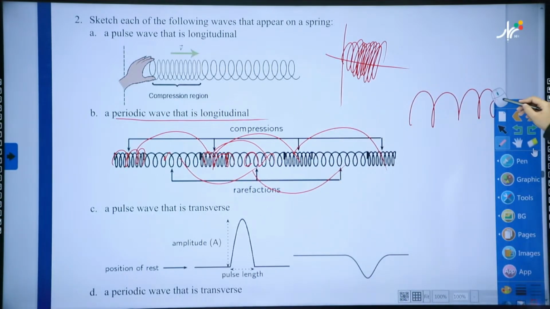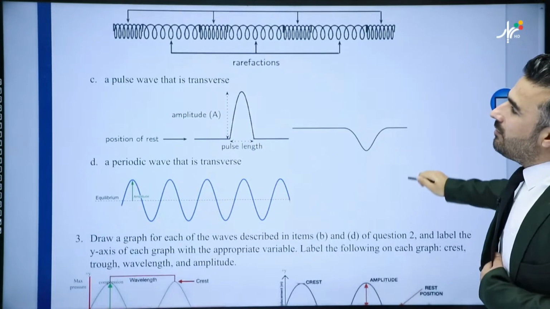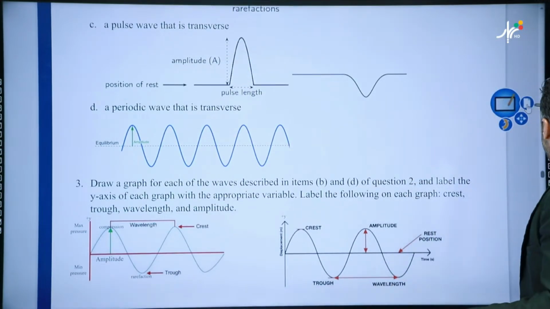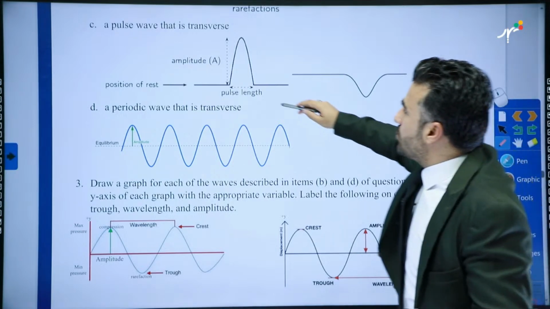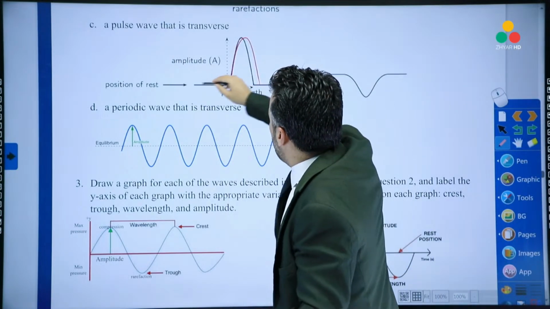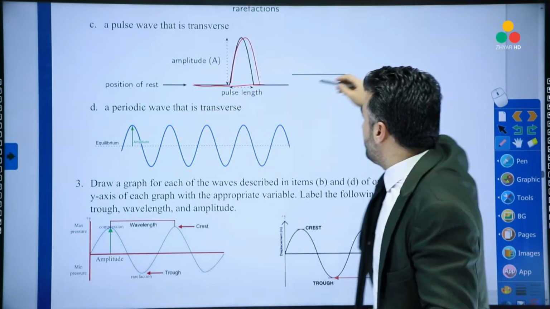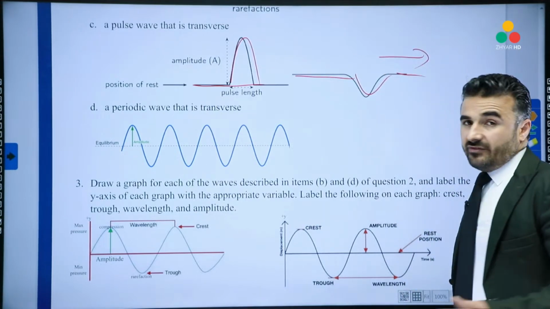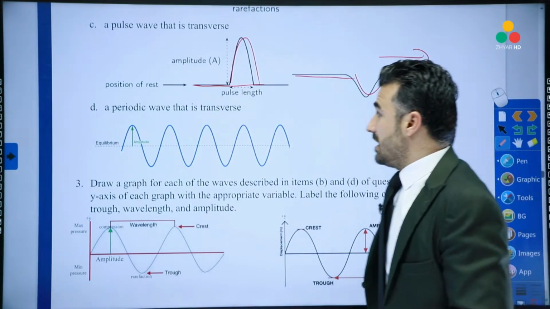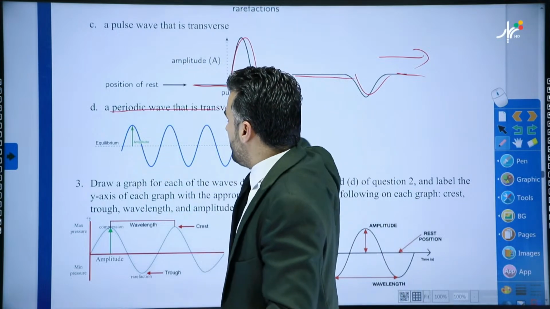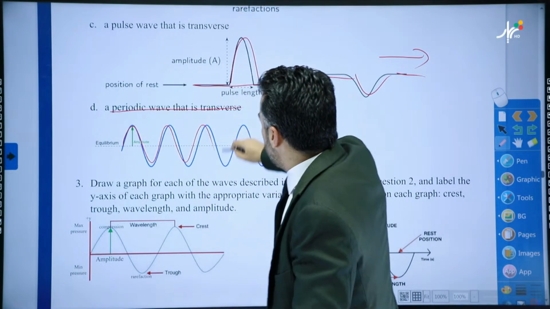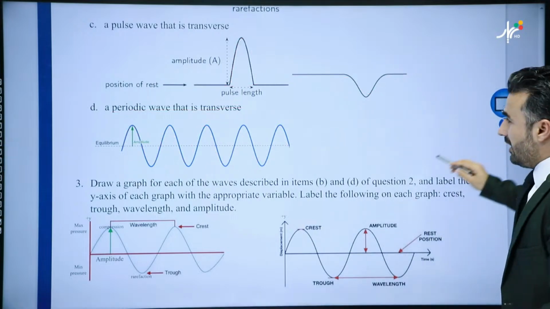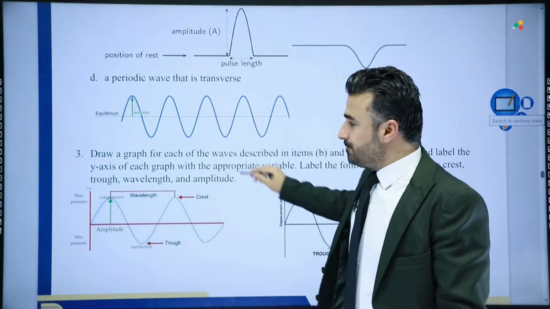Then the next one that we have says a pulse that is transverse. You do know transverse. So if we're going to draw a pulse, we can just draw, for example, one pulse that is upward, or it could be one pulse that is downward, and this pulse would be moving to the right in this case. If it is a periodic wave, it has to be something that continuously or repeatedly happens. This is a periodic transverse wave.